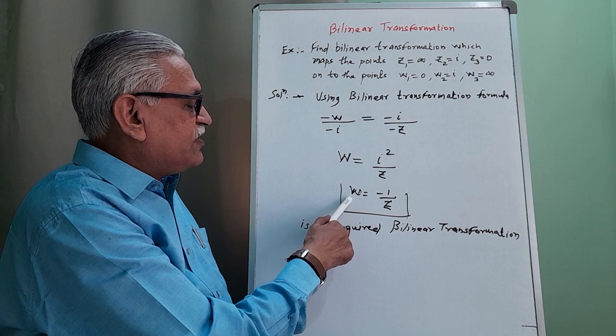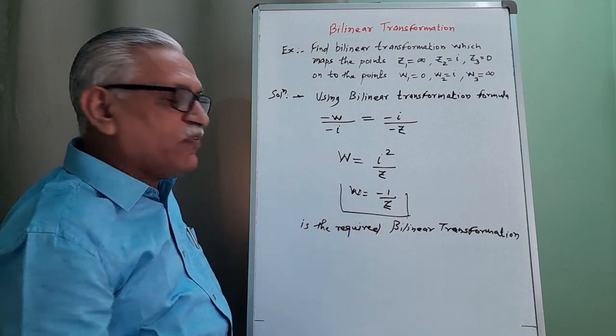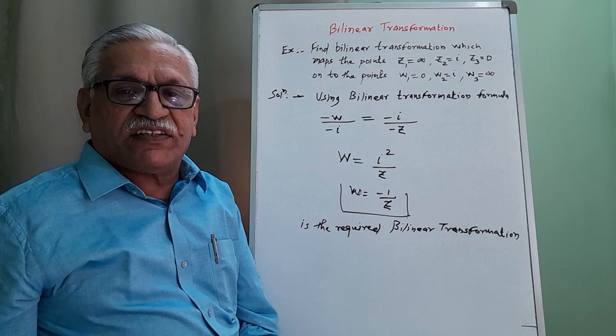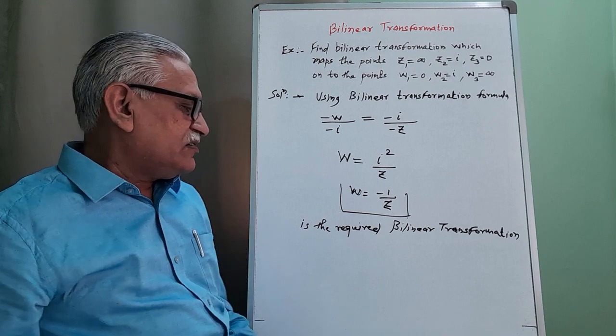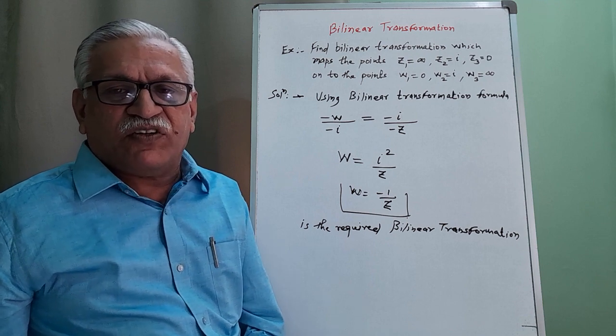Linear means the degree of W and the degree of Z is 1, and both the terms have degree 1, that's why it is called bilinear. Some more I will discuss in my next video.